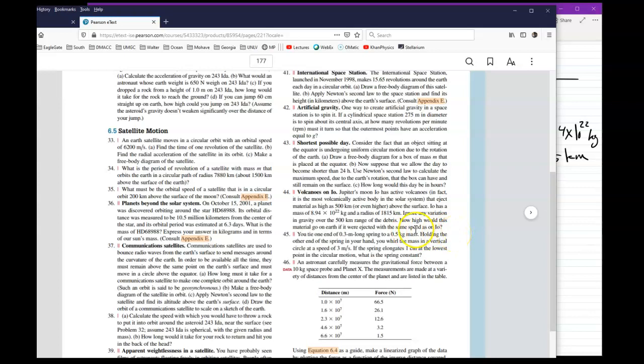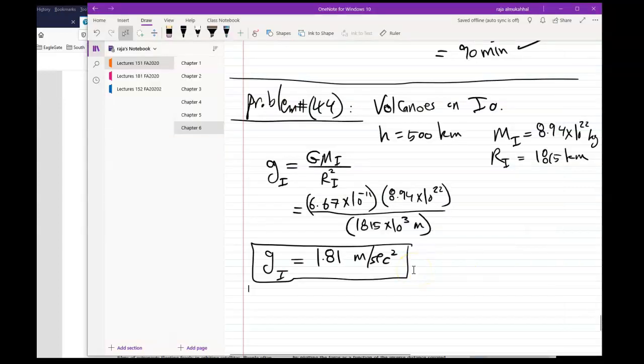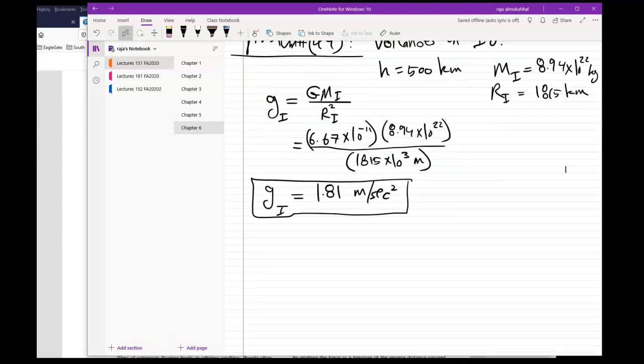Got it? So I need to know that same speed. What is the speed on Io? I got the G value over here. In other words, I'm going to be using free fall kinematics on Io to find that speed, because I'm going to take the same speed and apply it to the Earth. You got the plan? All right, so I'm going to use free fall kinematics in this case.